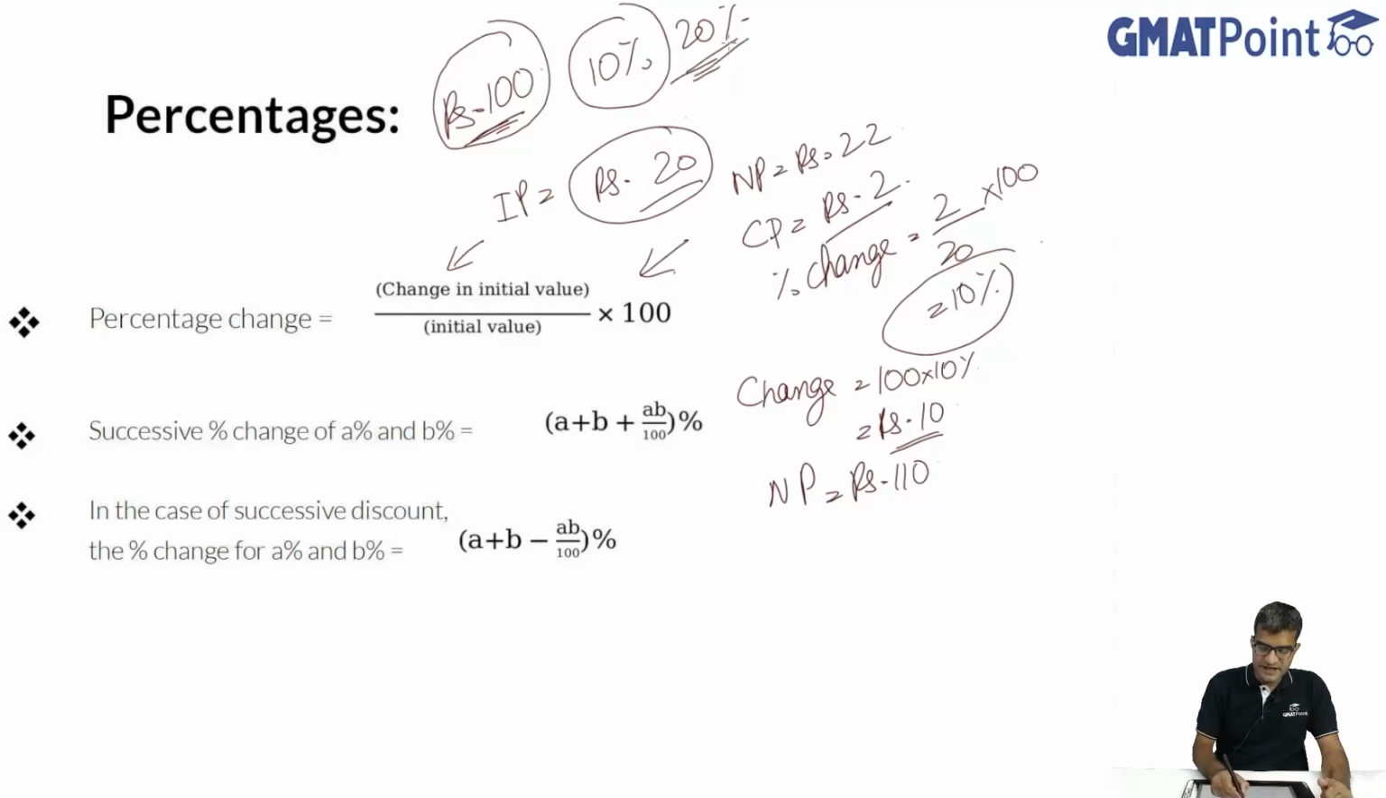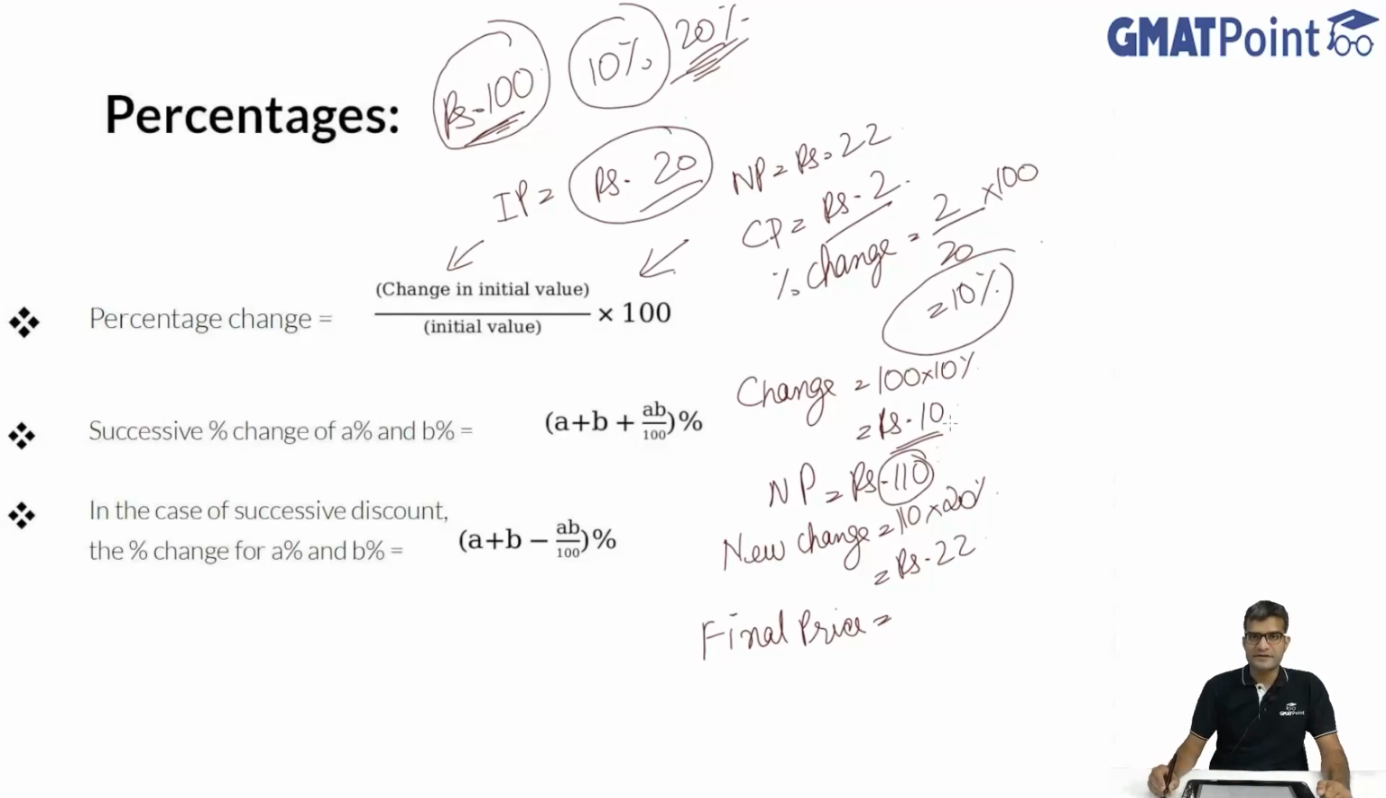Now this is again increased by 20%. So the second time the change happened, it will be 110 into 20%, which is equal to rupees 22. And so the final price will be 110, which is the initial price for this change, plus 22, which is rupees 132. This can be completely done. There is nothing wrong with that. However, there is a shortcut to actually do it.